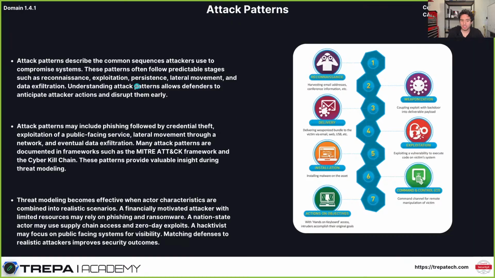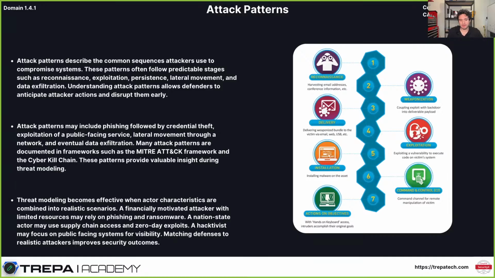Attack patterns describe the common sequence attackers use to compromise a system. This is essentially their TTPs, the way that they attack, the way that teams historically have attacked. And it's not often we get a brand new APT on the scene. Sometimes we do, but in cybersecurity, a lot of these attack patterns do have historical data and heuristics and signature-based data to back them up. So these patterns often follow predictable stages such as reconnaissance, exploitation, persistence, lateral movement, and data exfiltration.